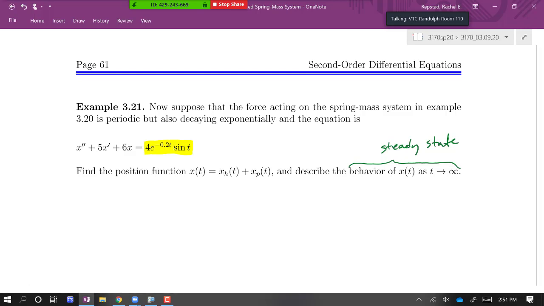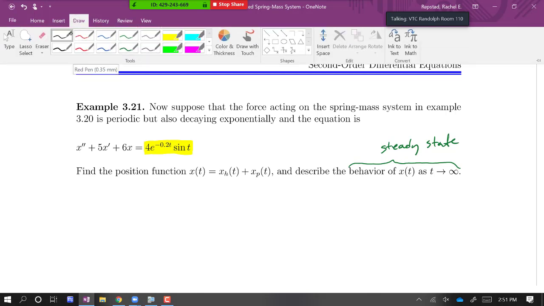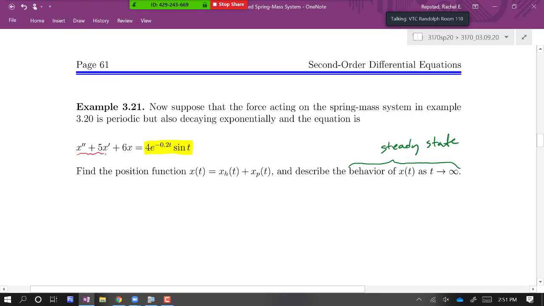We'll notice, by the way, it's the same spring mass system. It just has a different forcing function. So the left side is the same, which means the homogeneous solution is the same, with the same characteristic equation. So we know that xh of t is c1 e to the minus 3t plus c2 e to the minus 2t. We don't know the values of c1 and c2. A different forcing function means you're going to get different values for these constants.